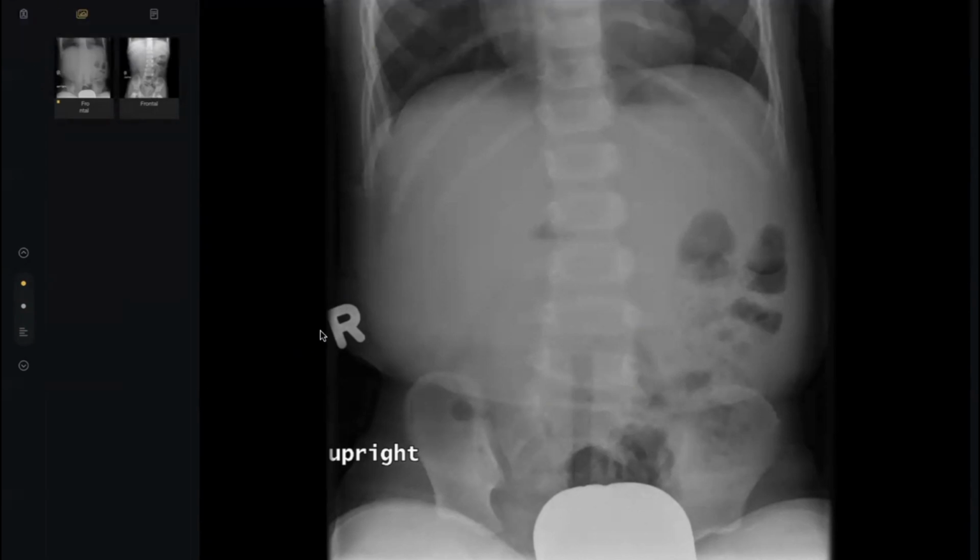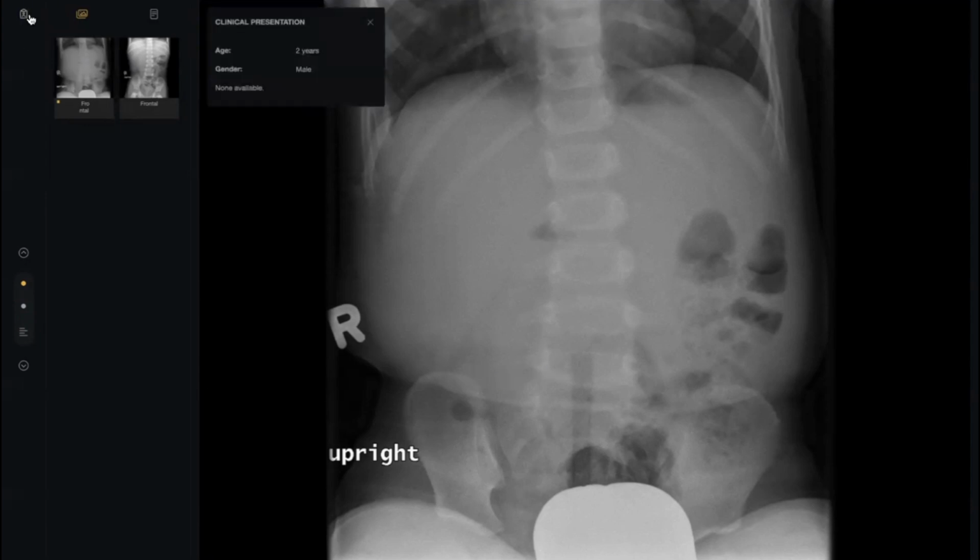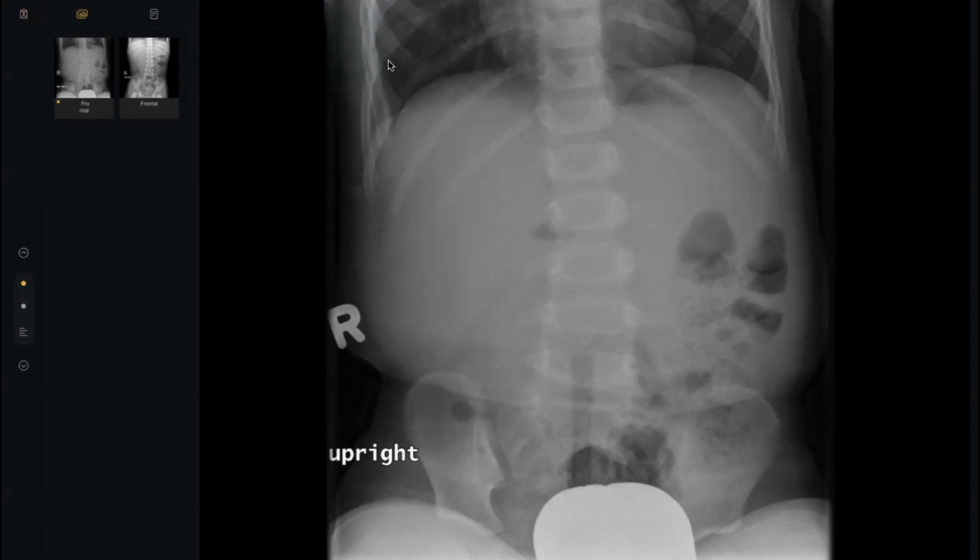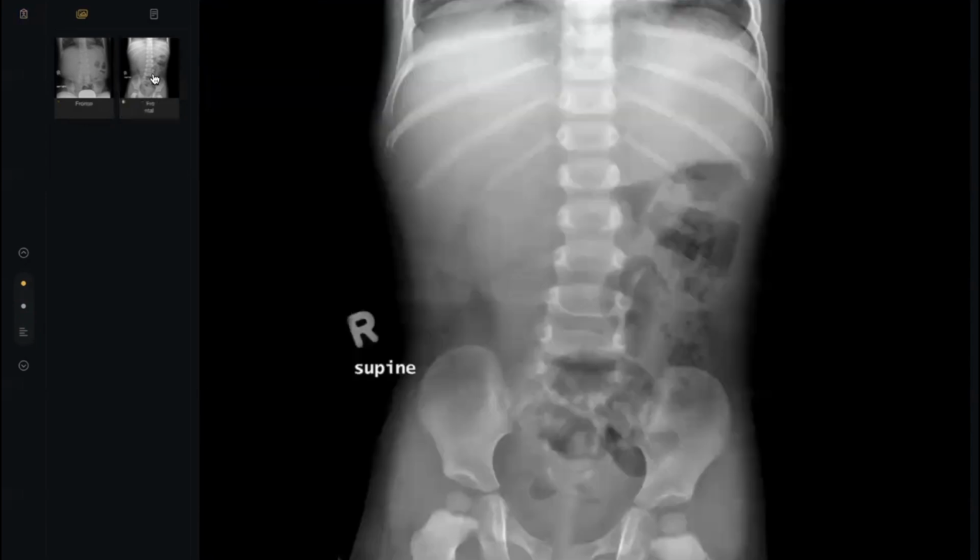I have requested control. I'm provided with the X-ray abdomen of a 2-year-old male patient. He has abdominal pain. Okay, 2-year-old male patient with history of abdominal pain. So this is the X-ray abdomen.